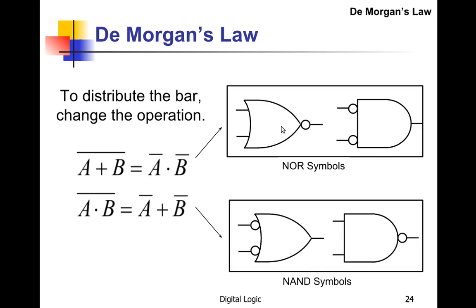Similarly, the second equation has this way of looking at it. Over here is the NAND gate. That's this guy right here is NAND, and this operation right here is A not or B not. And that's what this is.